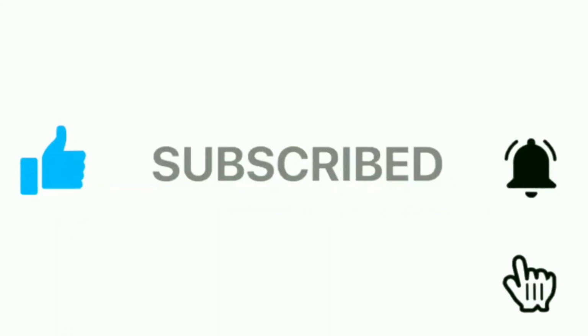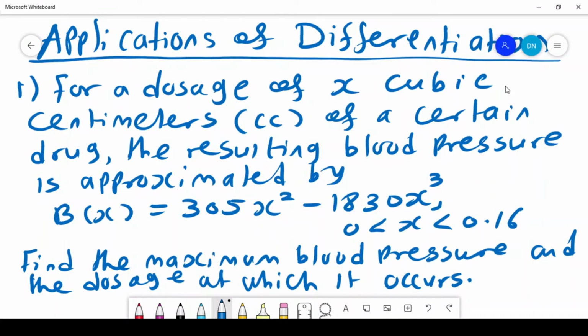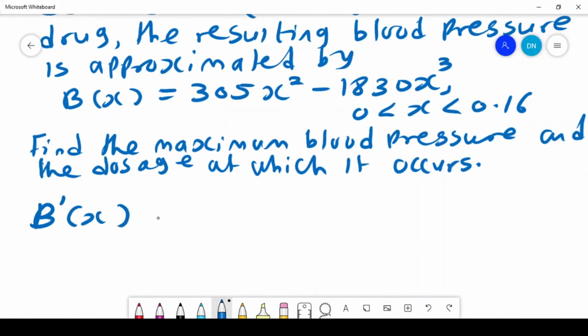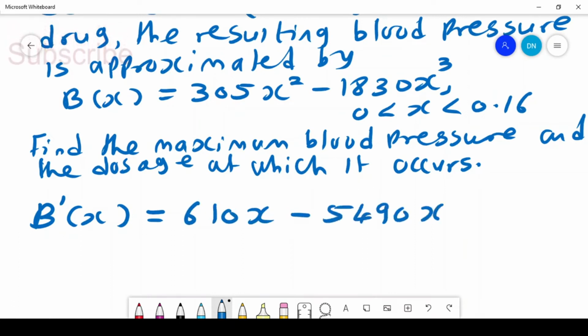The applications of differentiation. We have an example: for a dosage of x cubic centimeters of a certain drug, the resulting blood pressure is approximated by B(x) = 305x squared minus 1830x cubed, and x lies between 0 and 0.16. So we are told to find the maximum blood pressure and the dosage at which it occurs. So that's differentiation. We get the first derivative, which gives us 610x minus, if we multiply that, 5490x squared.